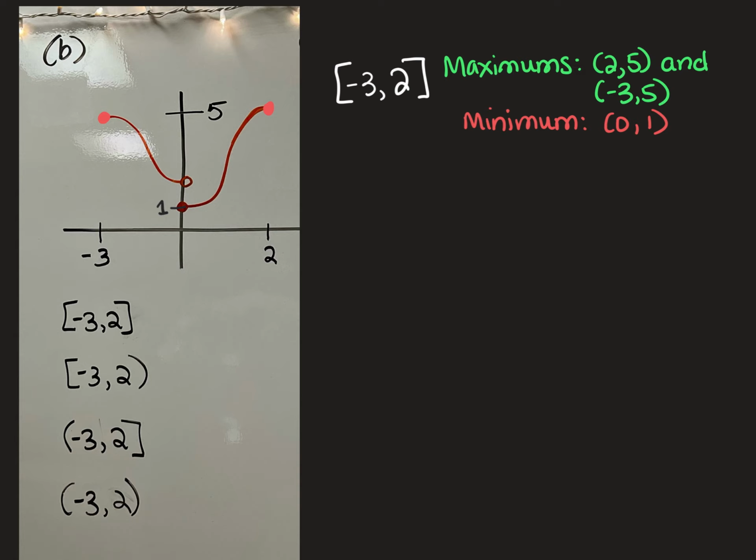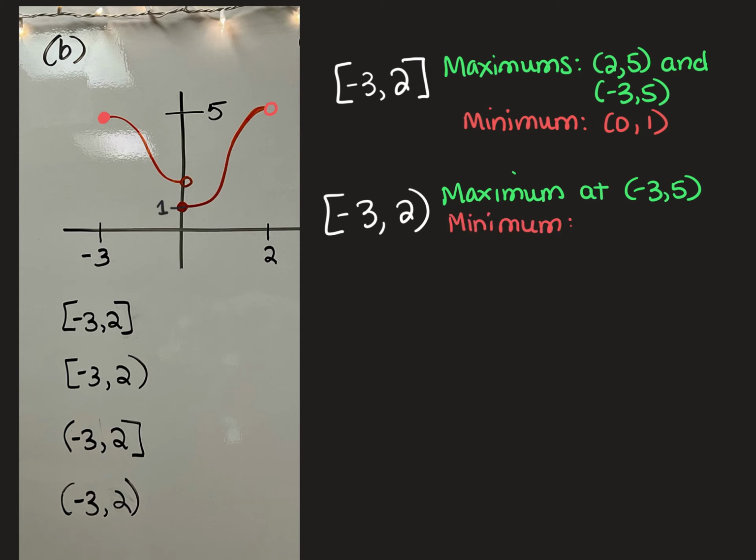All right, let's change our intervals just slightly. So from -3 to +2, this time we're not going to include +2. So I'm going to make that an open circle. So right here is an open circle. Now when we start to think about our maximums, there's only one this time because we are including the point (-3, 5), but I am not including the point (2, 5). So I can't call that a maximum anymore. My minimum is unchanged. Still at (0, 1).